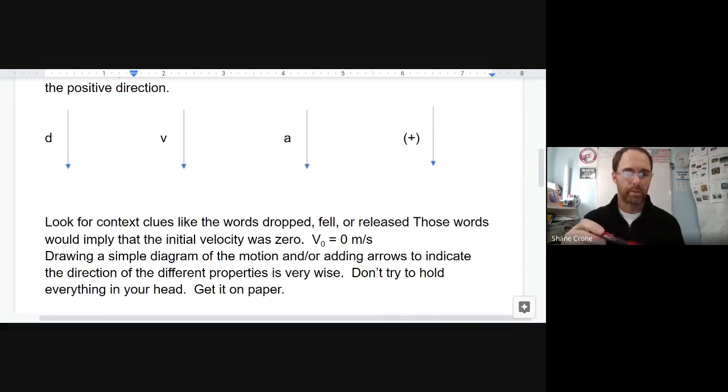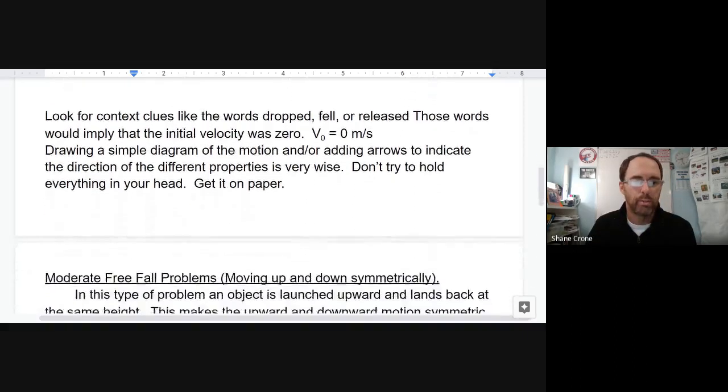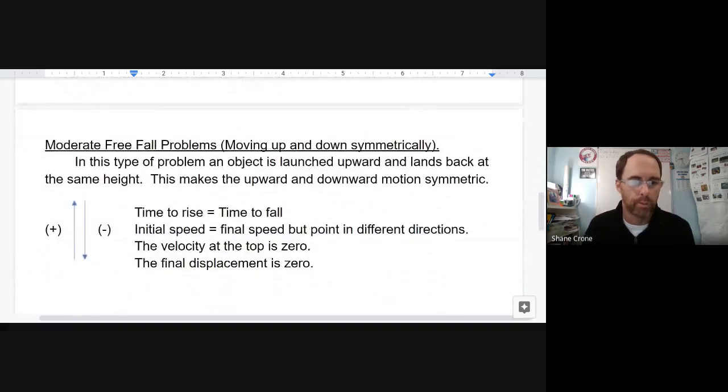If you're told that the object is no longer being supported, it's clear the object is airborne, then you would assume that it has begun to accelerate at 9.8 meters per second squared. Okay, so that's what you're going to see mostly at level 1. In the regular and honors classes, this would be on the ladder for acceleration. This is level 3. And in the IB class, this is level 2. And then level 2 also leads a little bit into these moderate freefall problems.